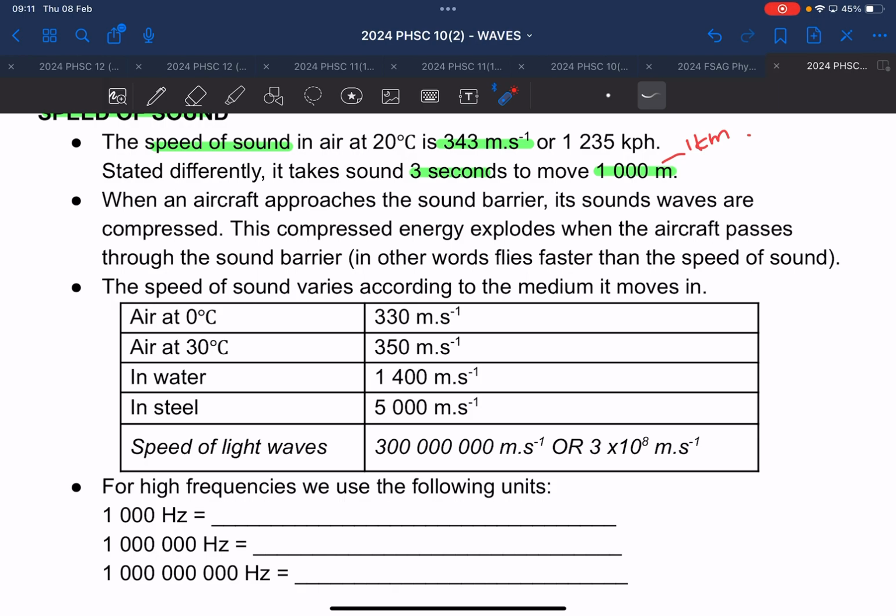Then the speed of sound varies according to the material it is in. In air at 0 degrees Celsius, when it's very cold, it is 330 meters per second. And when it is warmer, 30 degrees Celsius, it's 350 meters per second. Why is that? Why is it that when it gets warmer, the speed is faster?